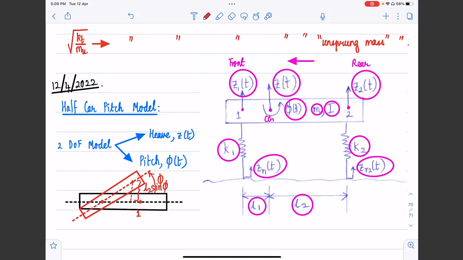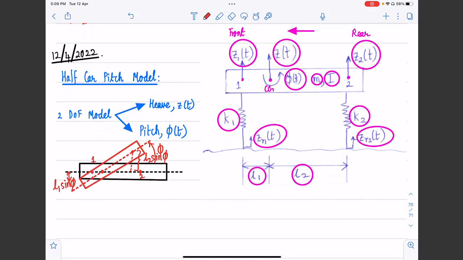Similarly, if we take point number 2, sorry, I made a mistake here. This is at the rear. So sorry about that. Let's say we consider point number 1, which is at the front, and let's say it goes like this. This displacement of point number 1 is going to be L1 sine phi. I hope it is clear why it is L2 sine phi and L1 sine phi.